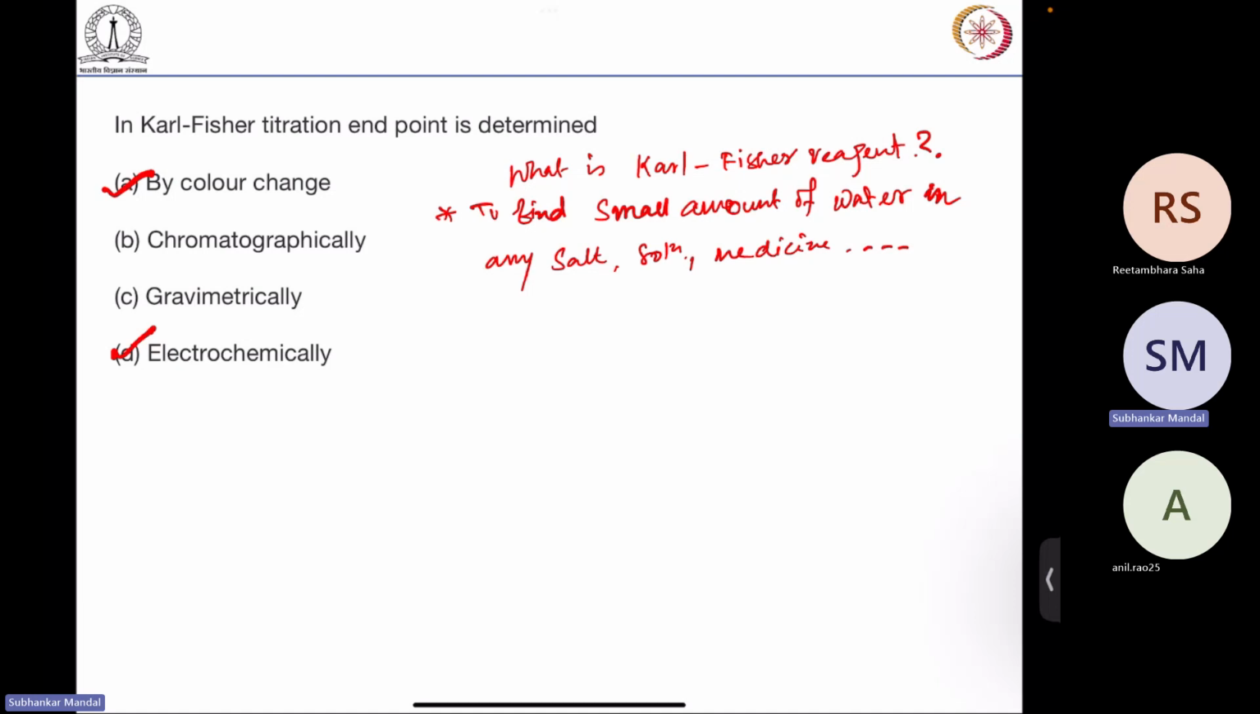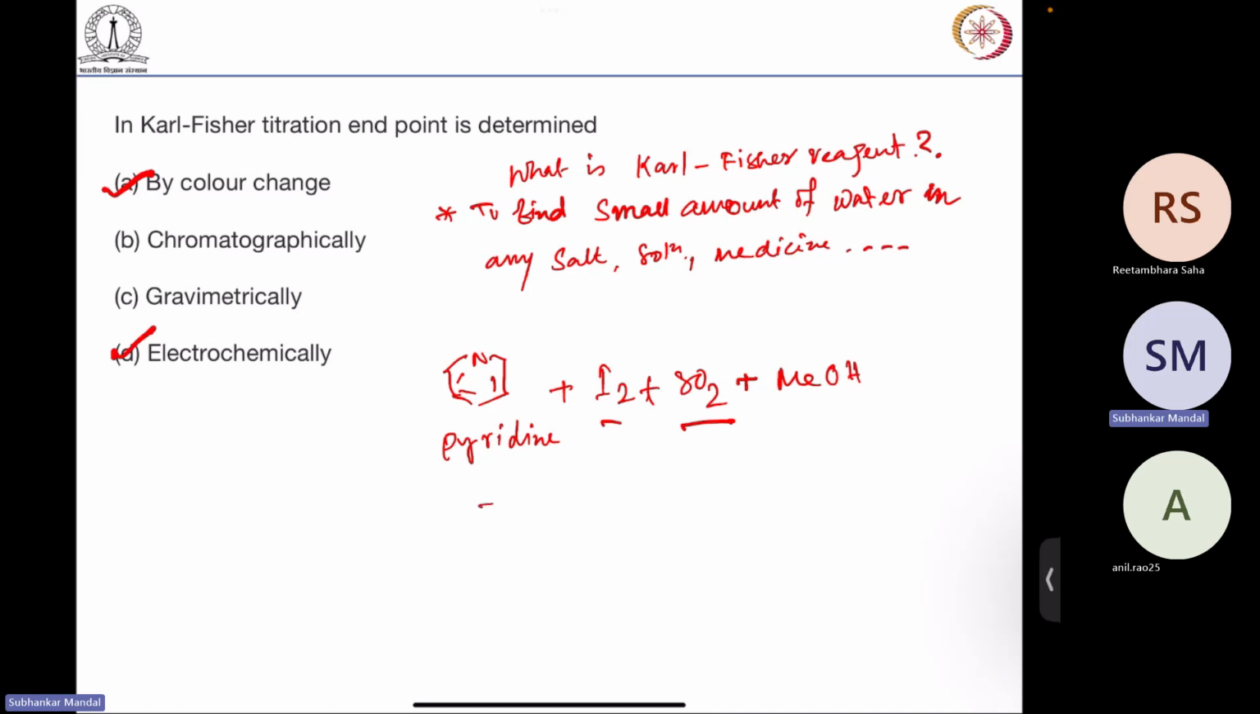Basically the Karl Fisher reagent, what we know is that pyridine you used to take. This is the pyridine structure. Along with that, iodine solution along with sulfur dioxide. And in which solvent you used to take? Alcohol. Yeah, basically methanol. So this iodine oxidizes the sulfur dioxide to sulfur trioxide.